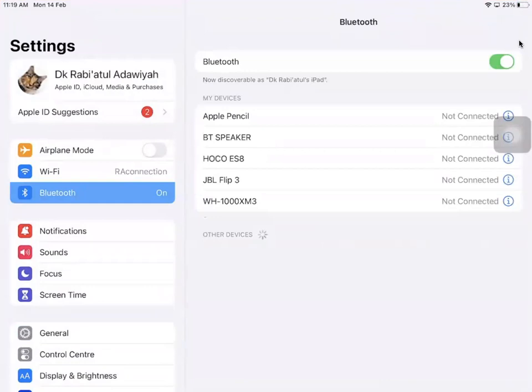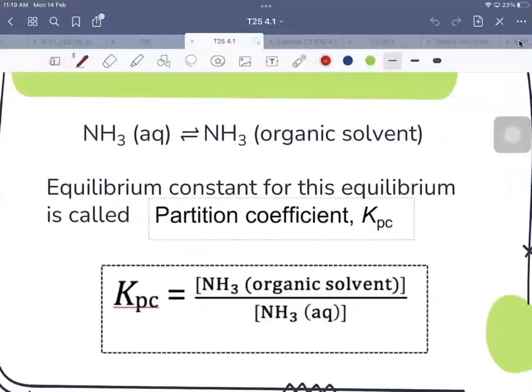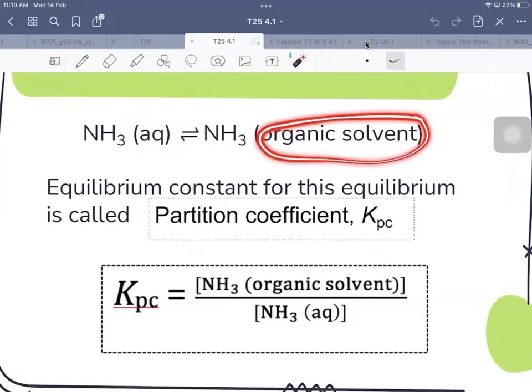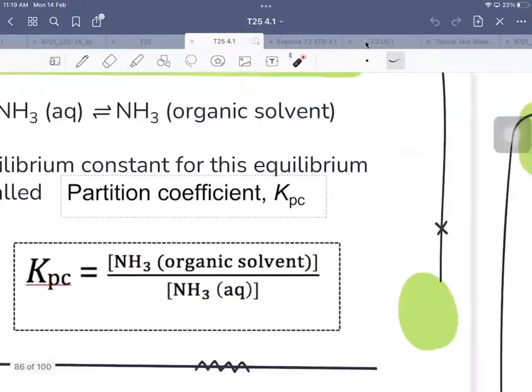You will start with the solute dissolved in one solvent, and then the product will be the same solute dissolved in another solvent, okay, as you can see here. So usually on the left side, or on the reactant side, it is the bottom layer, the solvent with the heavier density. And then on the product side is the top layer, which is the solvent with the lighter or lower density.